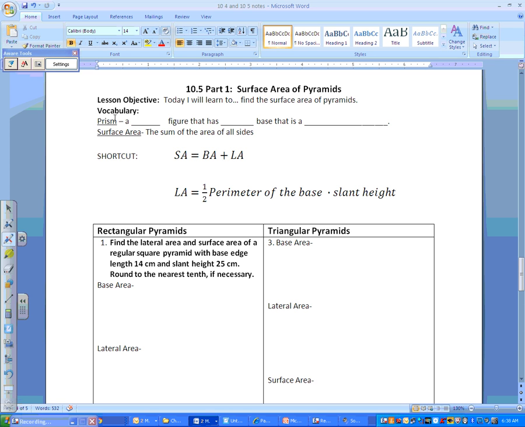I don't know why I put prism, excuse me. Pyramid, cross that out, put pyramid, is a three-dimensional figure that has only one base that is a polygon. So it's not a circle, it could be a triangle, it could be a square, it could be a rectangle, it could be a hexagon, pentagon, nonagon. Okay, and we're finding surface area, that's the sum of all of the sides.